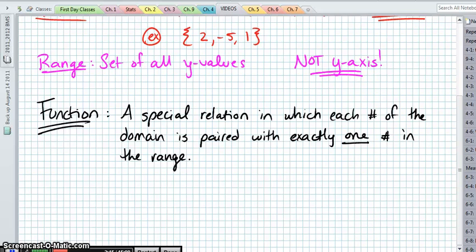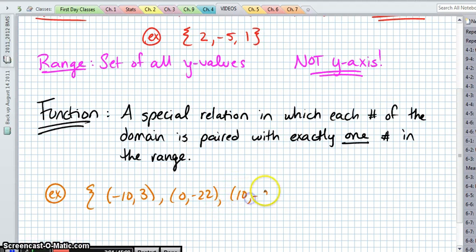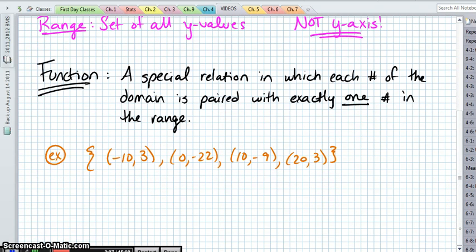So let's go ahead and take a look at another relation and let's determine whether or not it represents a function, if it fits into this definition. So here is my relation. Let's say I have -10, 3, 0, -22, 10, -9, and 20, 3. It's really helpful first to identify your domain and range.